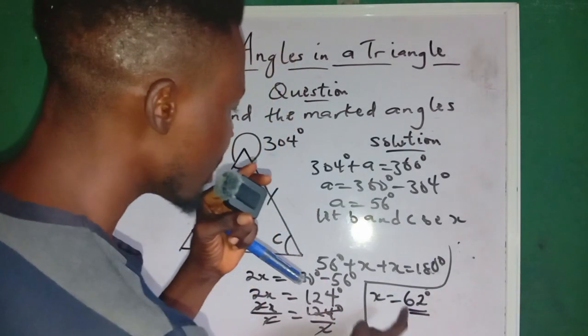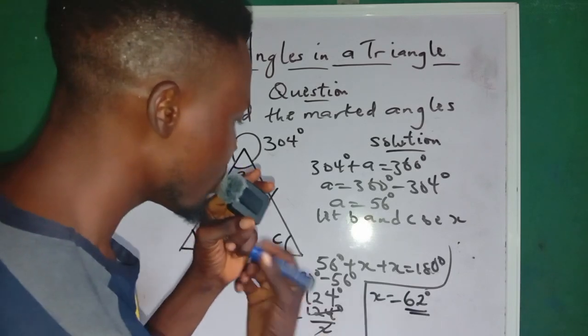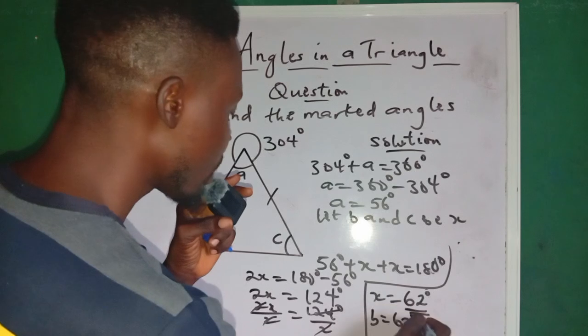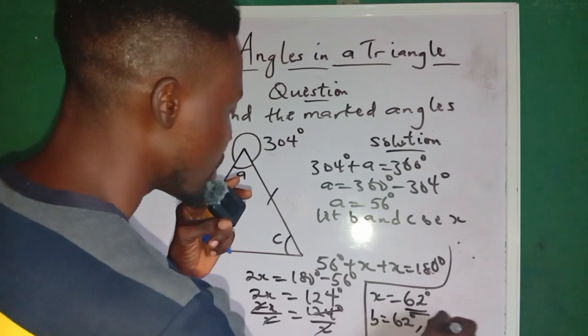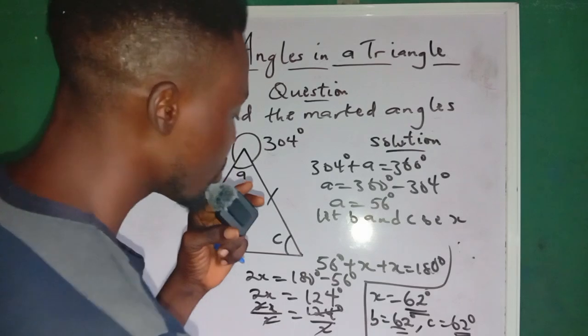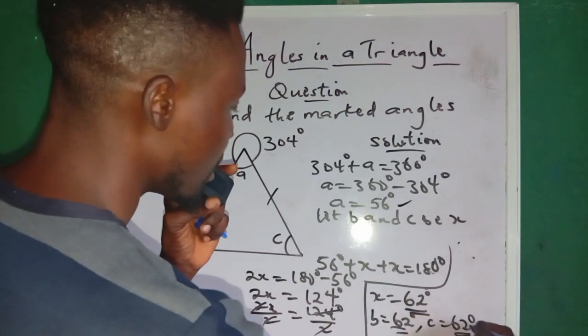Remember that we use X to represent B and C. So if X is 62 degrees, that means B is equal to 62 degrees and C is equal to 62 degrees. So B is 62 degrees, C is 62 degrees, and A is 56 degrees. So this is our answer.